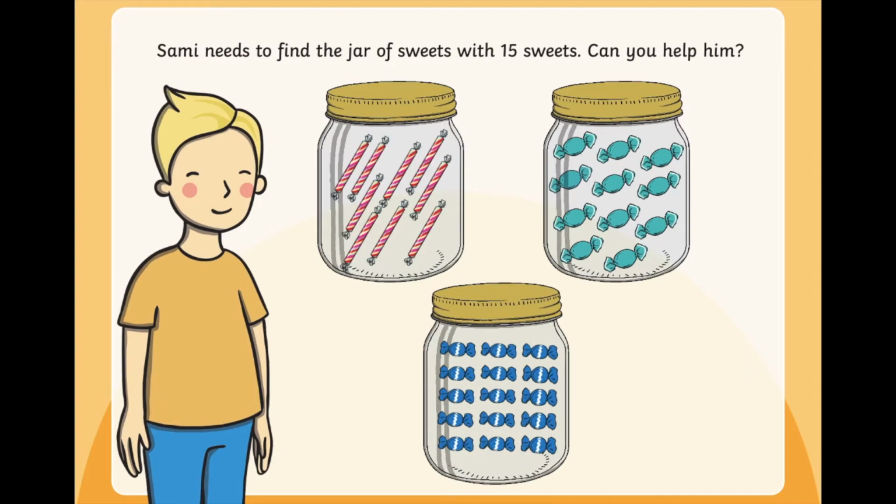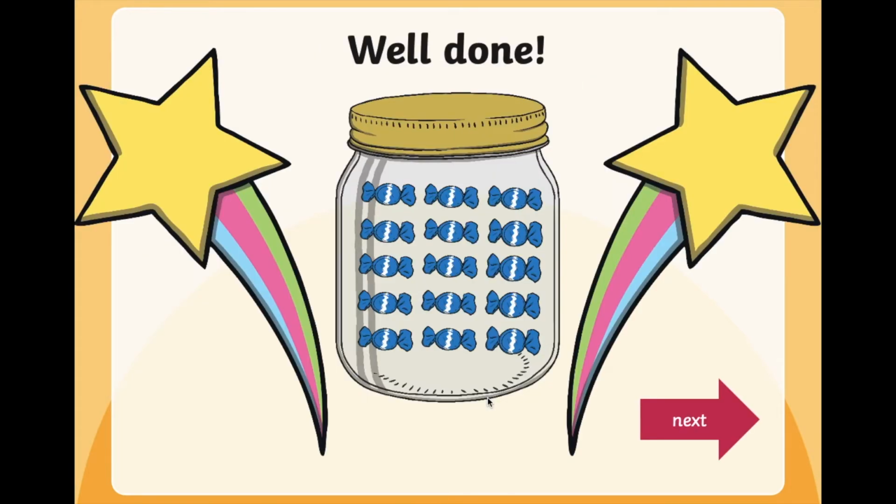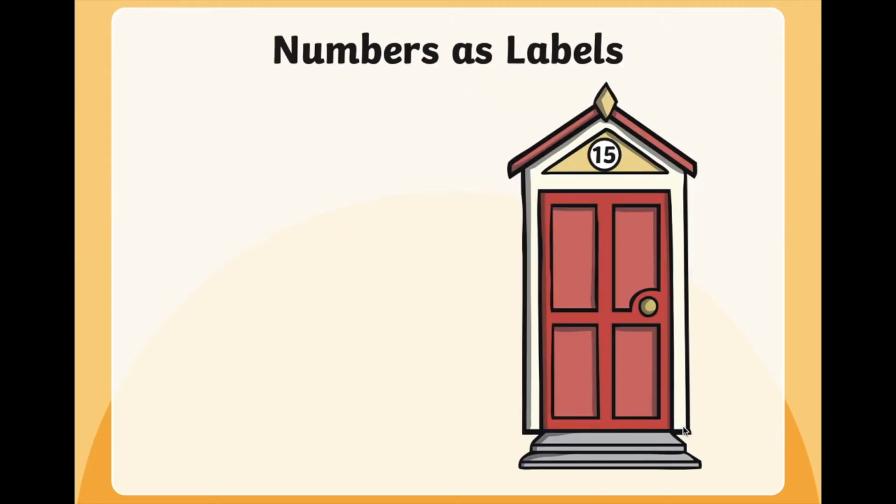Okay, well let's see. Just by looking at it, I'm going to take a guess that it's this jar, but I'm going to double check. So 1, 2, 3, 4, 5, 6, 7, 8, 9, 10, 11, 12, 13, 14, 15. Will we click it and see? Oh, super! So Sammy's got his 15 sweets.